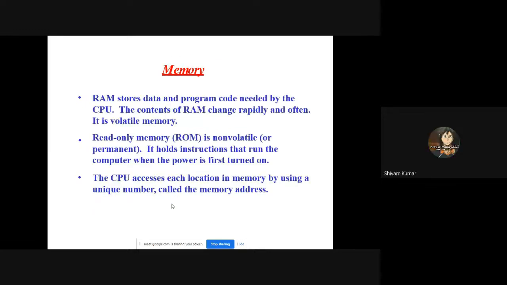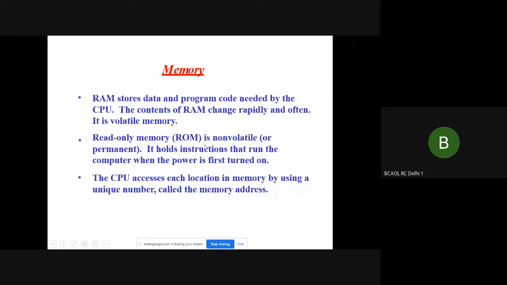So when we talk about memory, we talk about RAM first, right? RAM stores data and program code needed by the CPU. Basically, the CPU requires some memory where the data or program code has to be while running the program. That memory is taken from RAM only. When the system starts, the operating system also takes some memory, which is also RAM. The contents of RAM change rapidly and often. It is volatile memory.